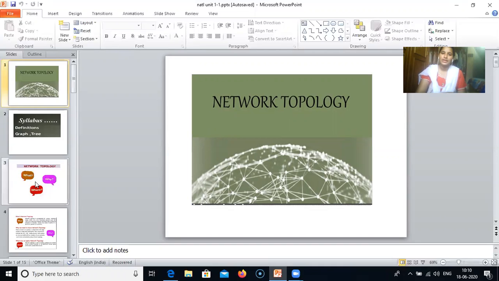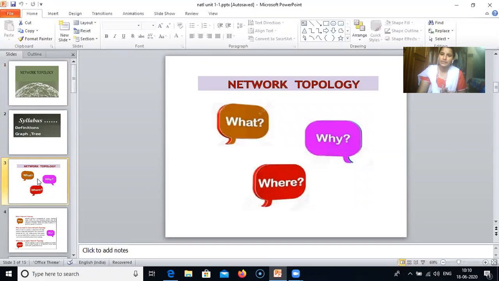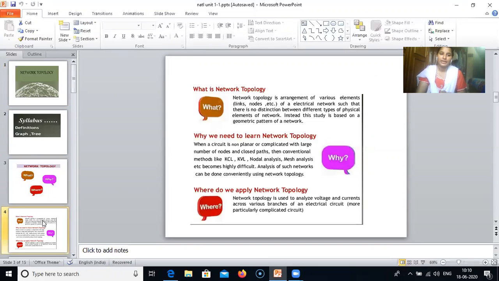Okay, so what is network topology? Why are we using network topology and where are we using it? In network topology, we basically have the graph. A graph is nothing but a graphical representation of an electrical circuit. So what is network topology? Network topology is the arrangement of various elements of a network so that there is no distinction between different elements of the network. Means there is no distinction between resistor, inductor and capacitor.